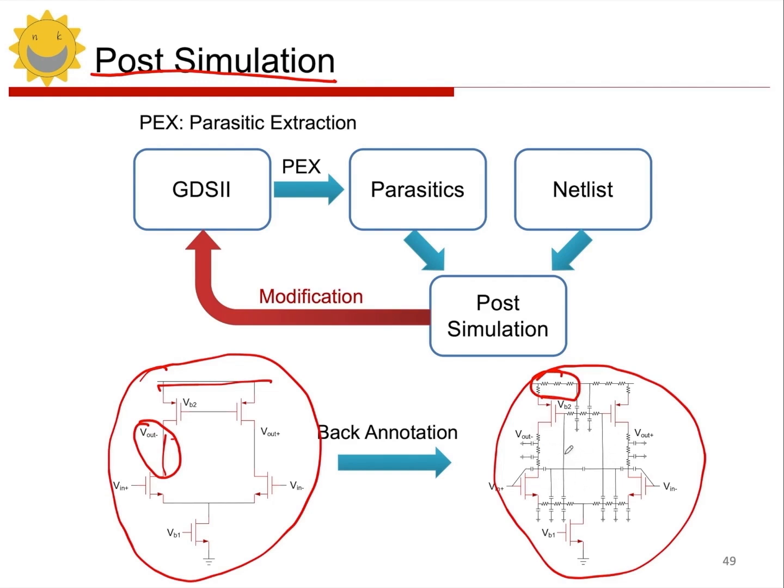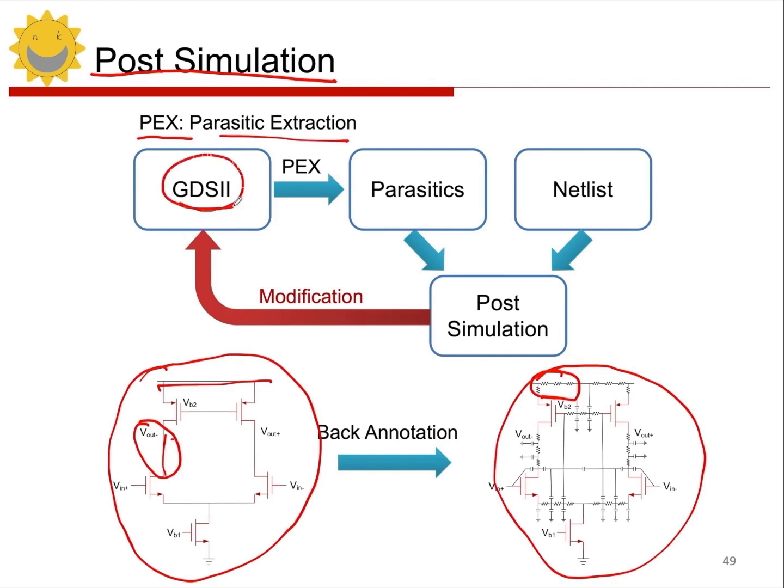Once we add these parasitic components, the characteristics of the circuit become uncertain. That's why we need to do post-simulation. This is why post-simulation is important. First, we need to perform something called PEX, which stands for parasitic extraction. So how do we do this?